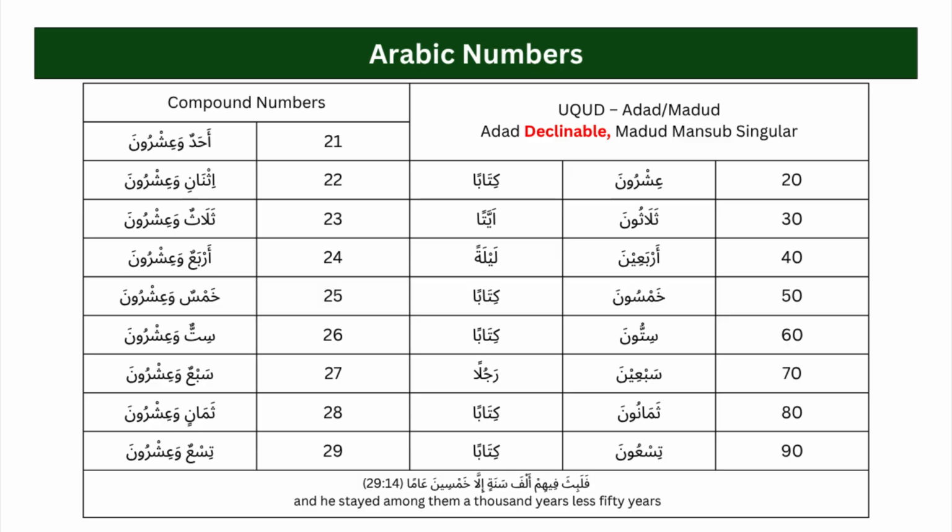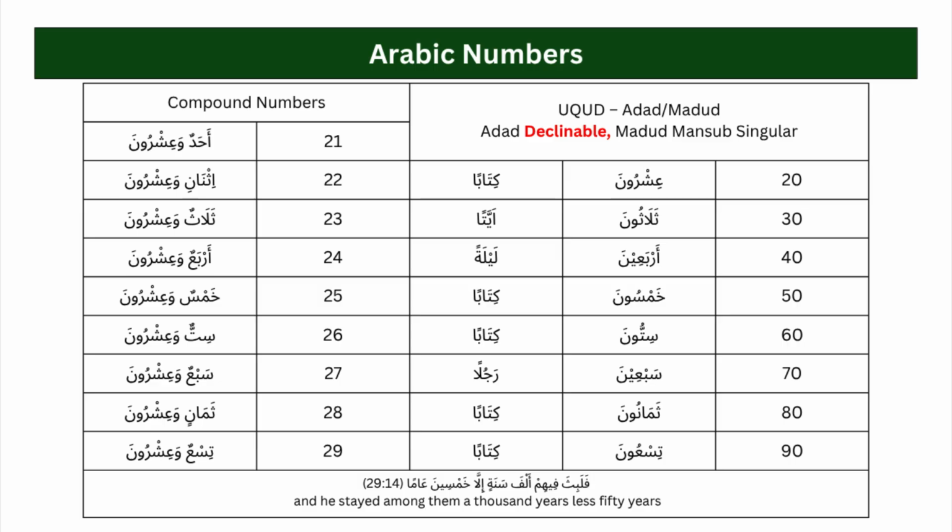Compound numbers, 21 to 29. At the top left, the slide gives the compound numbers. Ahadun wa ishrun, 21. Ithnani wa ishrun, 22. Thalathun wa ishrun, 23. Arba'un wa ishrun, 24. Khamsun wa ishrun, 25. Sittun wa ishrun, 26. Sab'un wa ishrun, 27. Thamanin wa ishrun, 28. Tisun wa ishrun, 29. Now the key point here is that these are no longer like 11 to 19.